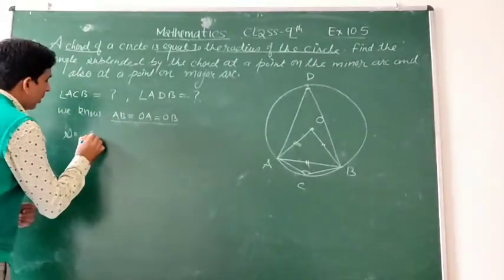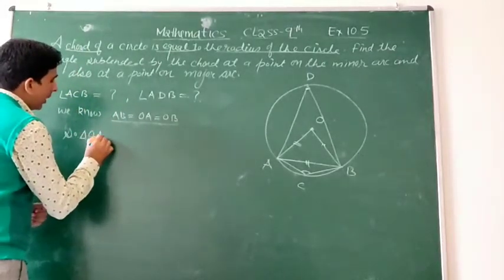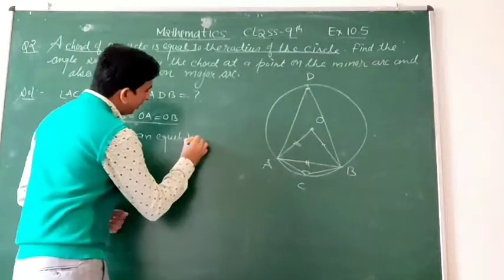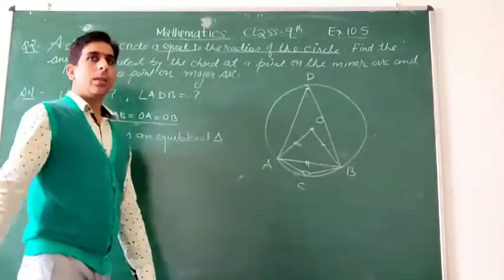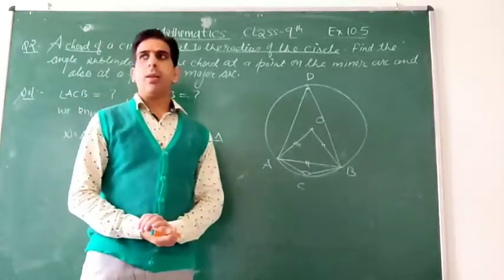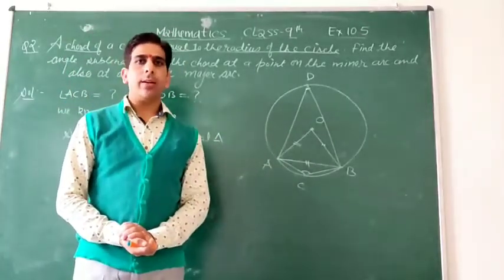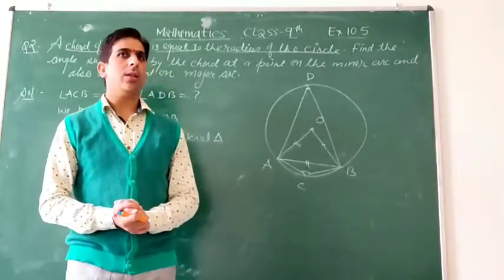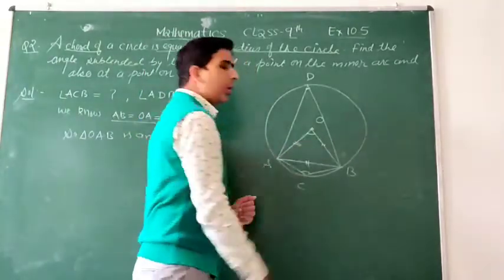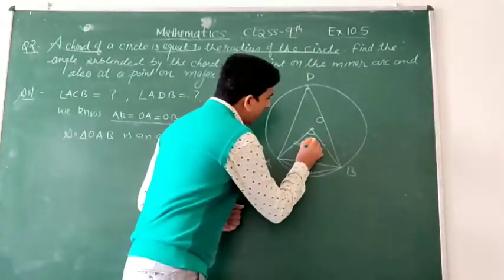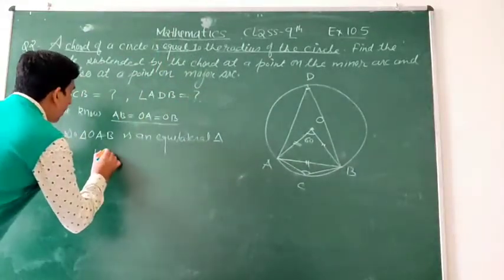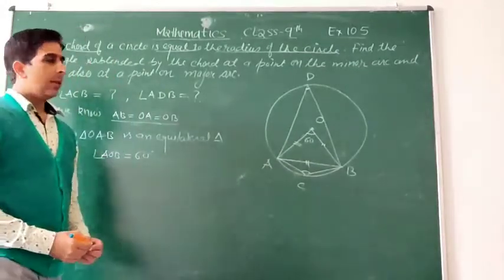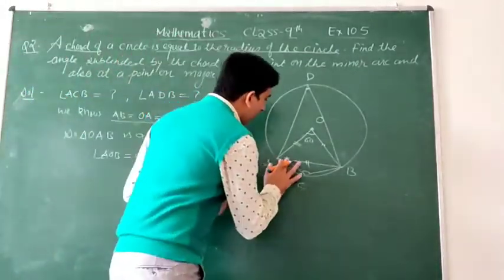So triangle OAB is an equilateral triangle. In the previous chapter we studied that every angle of an equilateral triangle is 60 degrees. All the interior angles of an equilateral triangle are 60 each. So angle O becomes 60 degrees, so angle AOB is equal to 60 degrees.